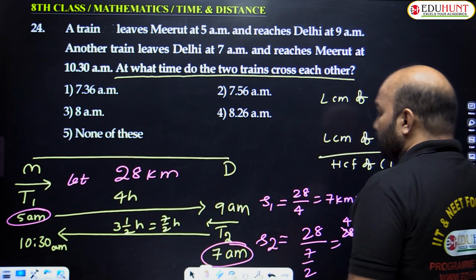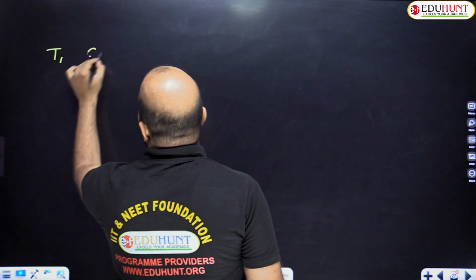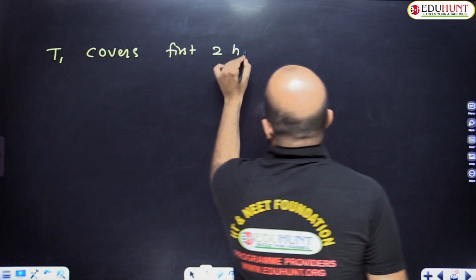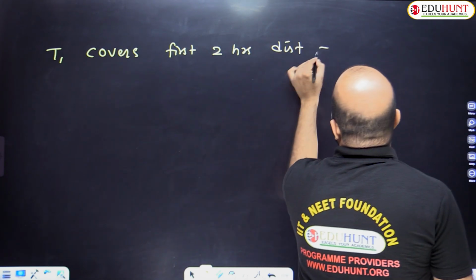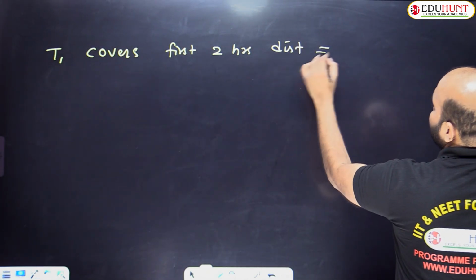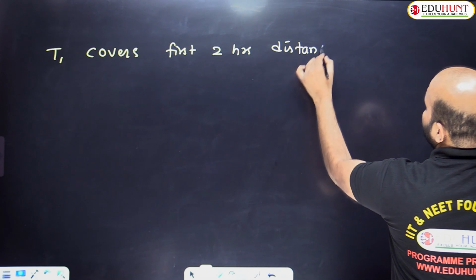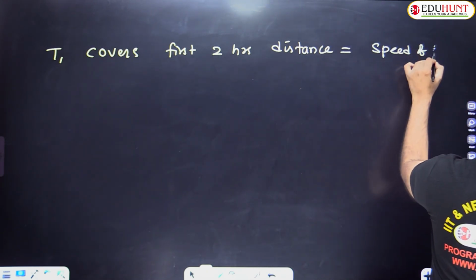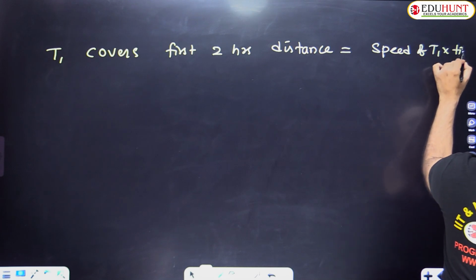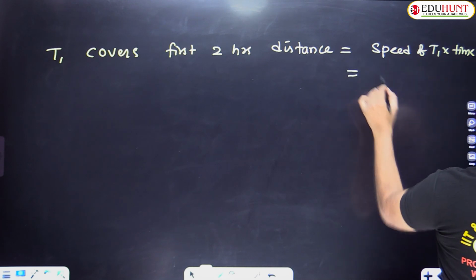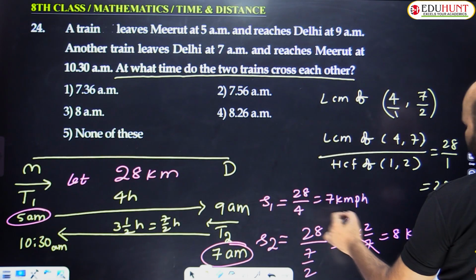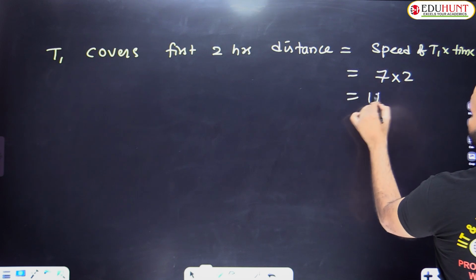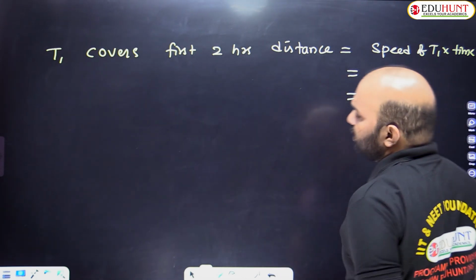So first, T1 covers the first 2 hours distance. The formula is distance equals speed into time. First 2 hours distance is nothing but speed of T1 into time, which is 2 hours. The speed of T1 we already obtained, 7 km per hour. 7 into time 2 hours is 14 kilometers. So half of the journey is covered by T1 in 2 hours.